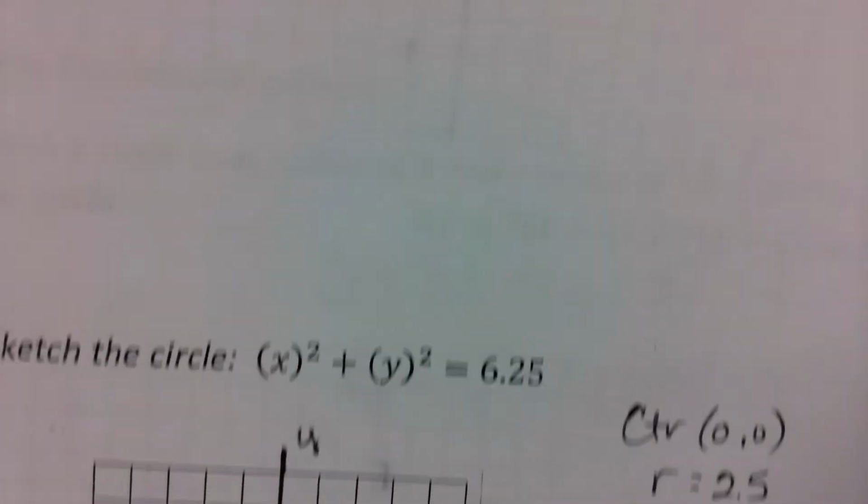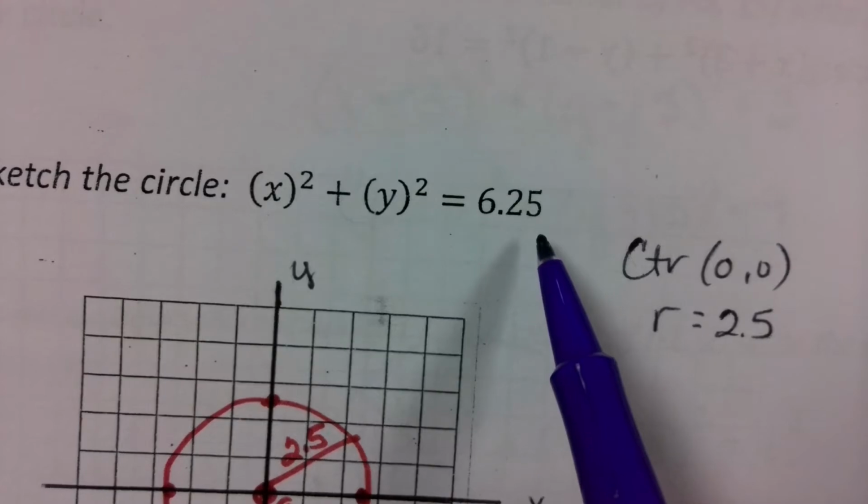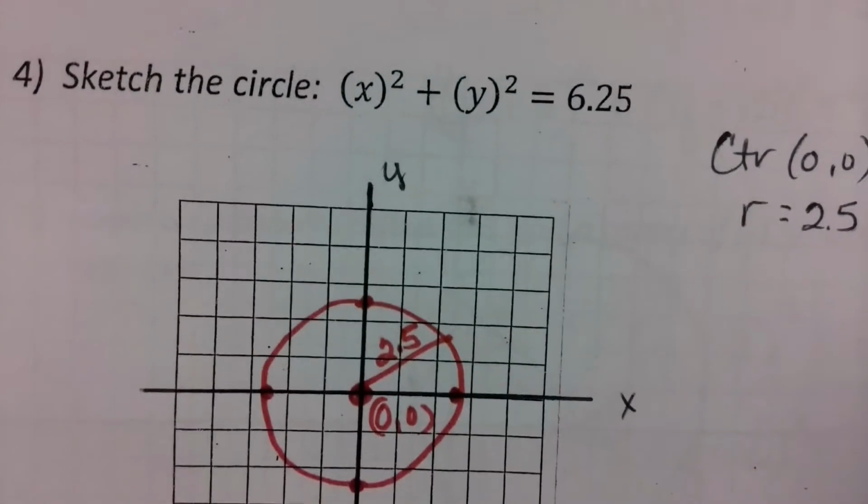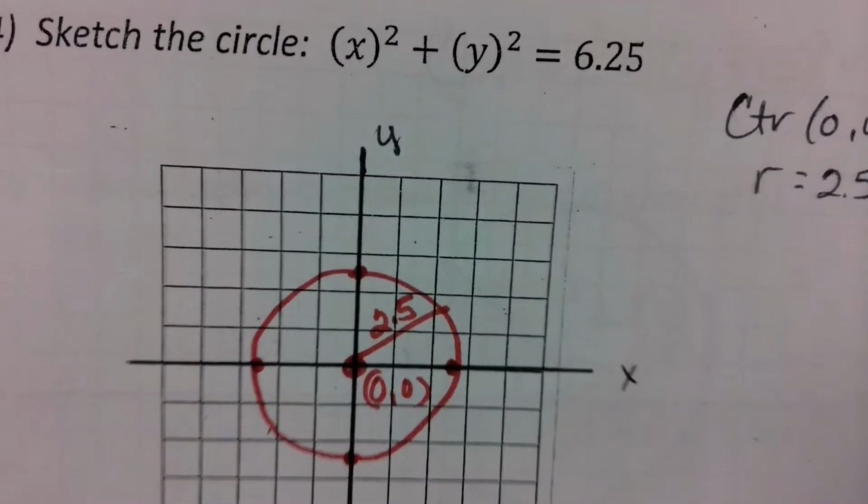2.5, okay? So you're going to take the square root of 6.25 to get the radius. And we get 2.5, which is 2 and a half, right? So y'all graph it.